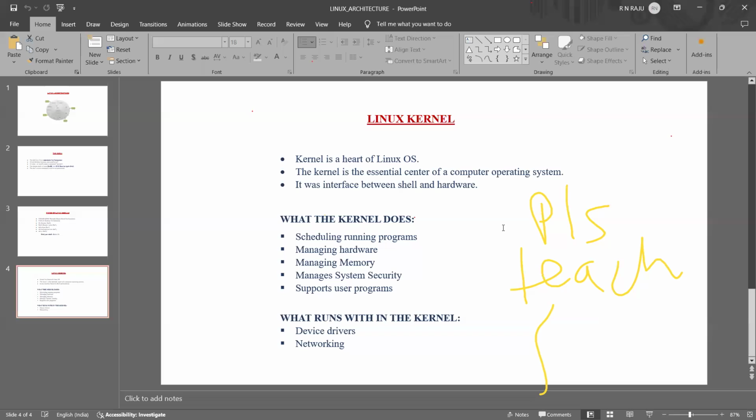Sir, one doubt here. This kernel version varies from OS version to version, like Red Hat 8, Red Hat 9, Red Hat 7. The OS version is different, so the backend kernel version is also different. Okay, when the kernel is different, then 100% you are getting a new operating system. That's what kernel means OS, OS means kernel.